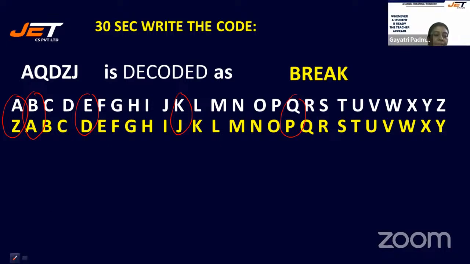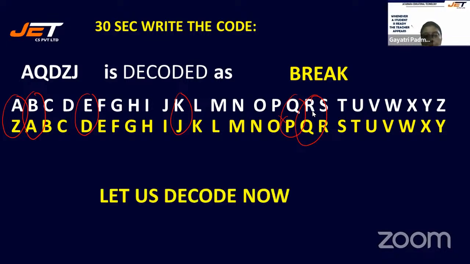One second. Sorry. Q is here. So B-R, right? E, A, K. So it is break, right?